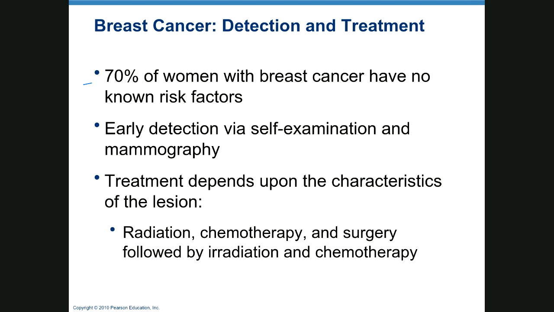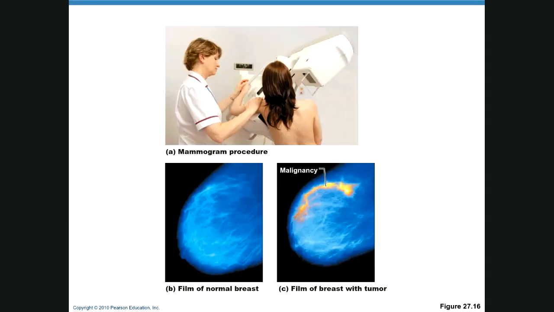Self-examination should be done monthly, and then you should get a mammogram. I think they do it annually, starting maybe at 40, maybe they even get a baseline younger than that now. Treatments depend on the lesion. Radiation, chemo, surgery, followed by irradiation and chemo. If it's caught very small, just a lumpectomy may be the end of it.